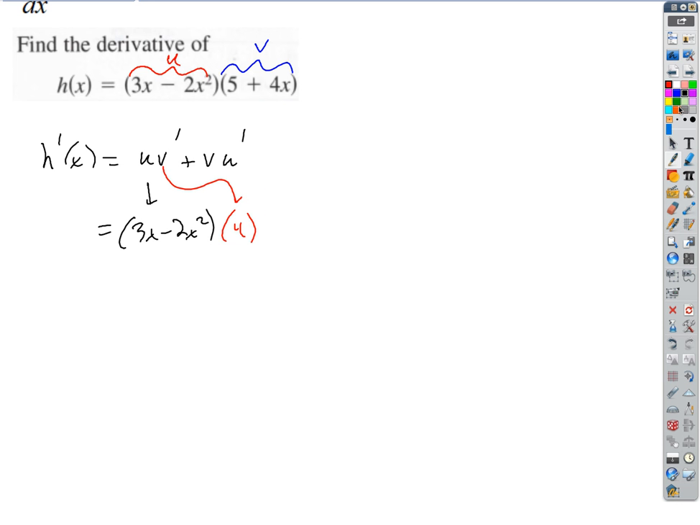Okay, plus, what is v? Well, there's v. So v is just going to be 5 plus 4x. Katie, what's u prime? 3 minus x. Good, done. That's the product rule, right? From here, the calculus part is done. Now it's just some cleanup, some algebra. So I would just distribute the 4, FOIL this out, and combine like terms.